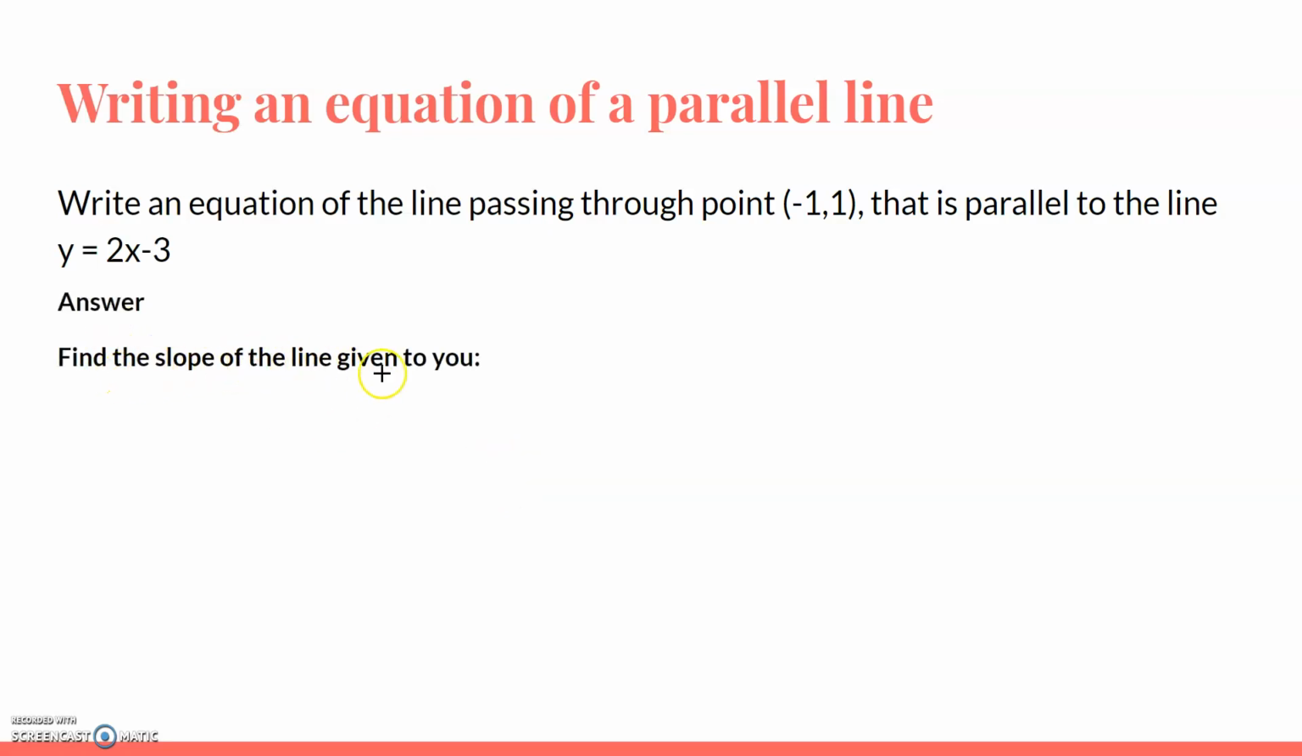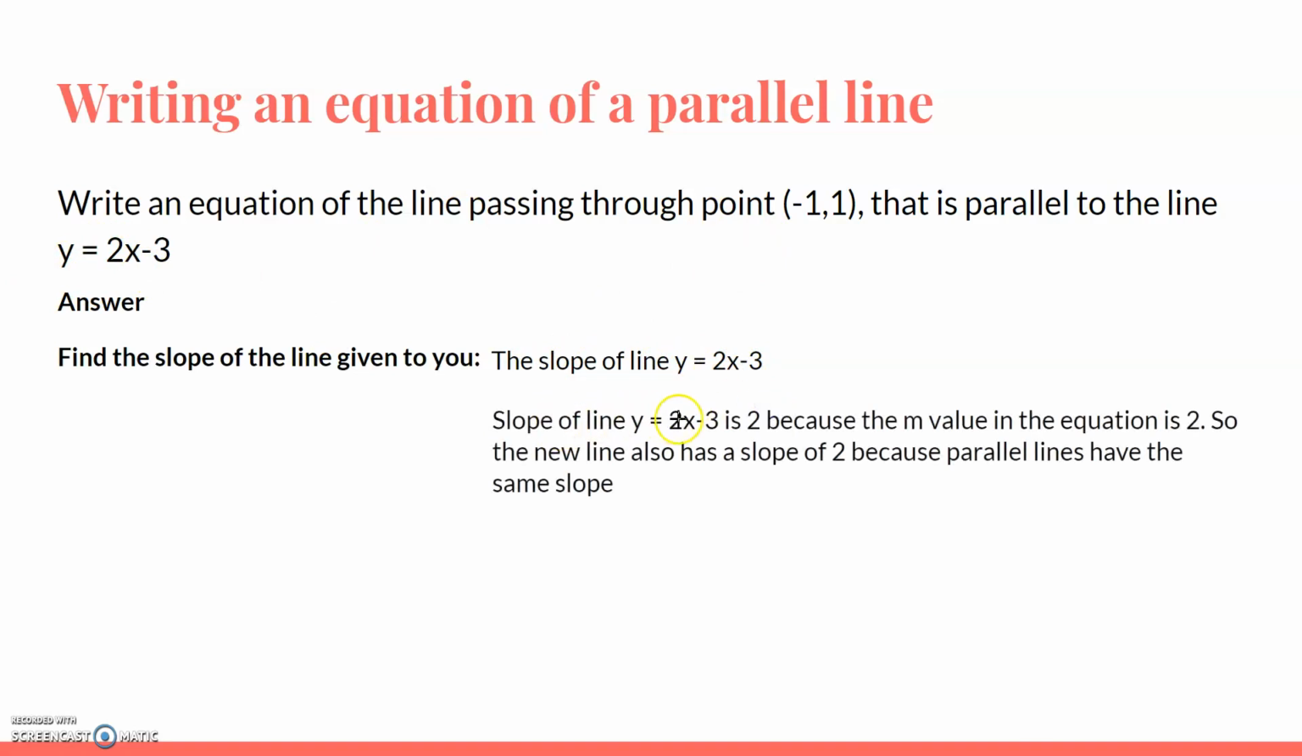Find the slope of the line given to you. So that's the equation of the line, y equals 2x minus 3. The slope of the line is 2 because the m value in the equation is 2. So the new line also has a slope of 2 because we're trying to find a line that is parallel to this line. As we learned, the slopes of parallel lines are equivalent. So the new line is also going to have a slope of 2.